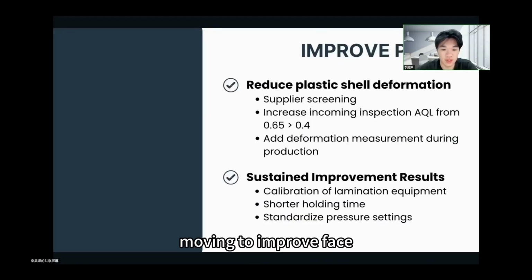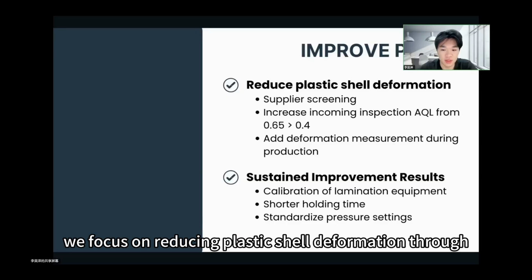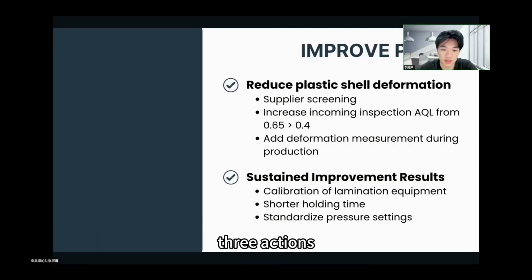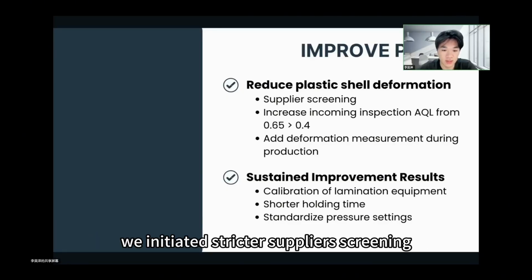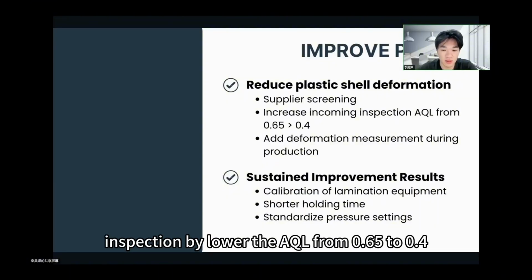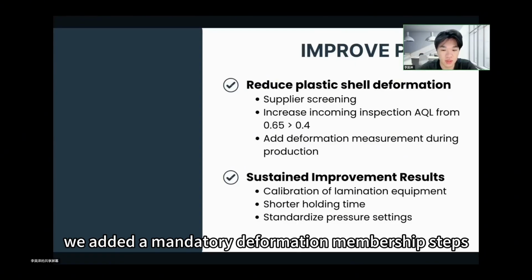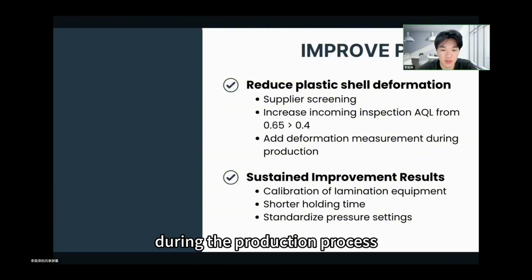Moving to the improve phase, we focused on reducing plastic shell deformation through 3 actions. We initiated stricter supplier screening. We tightened incoming inspection by lowering the AQL from 0.65 to 0.4. We added a mandatory deformation measurement step during the production process.